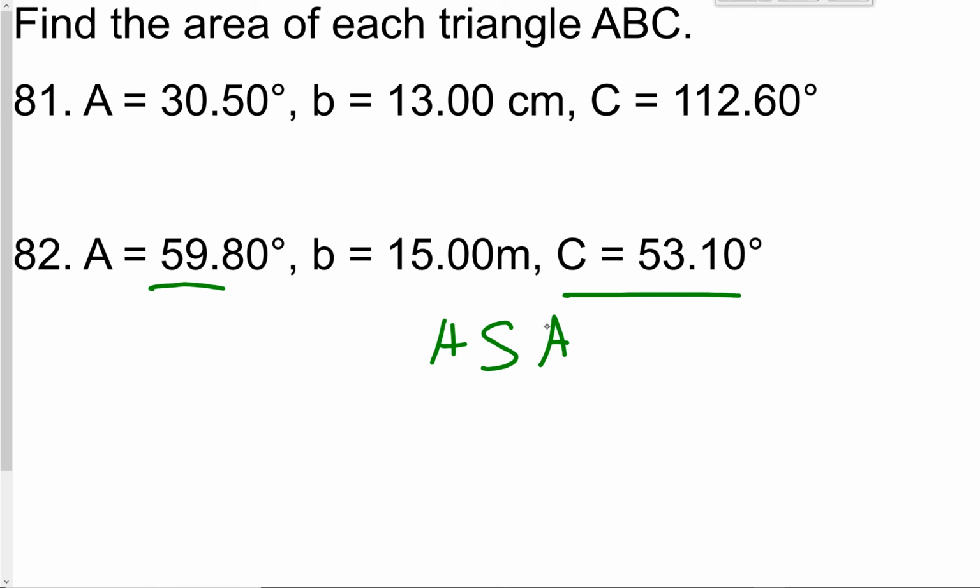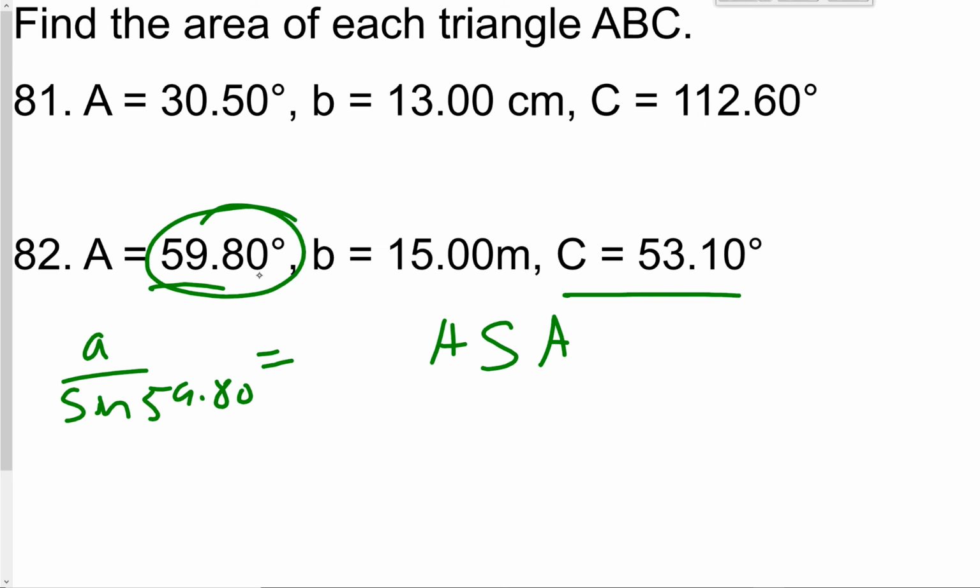So that means that we need to use law of sines to figure out what our other side is, right? So I can either solve for side C or side A. It doesn't really matter. So if I do side A, first I need to solve for angle B, which I can easily do, right?